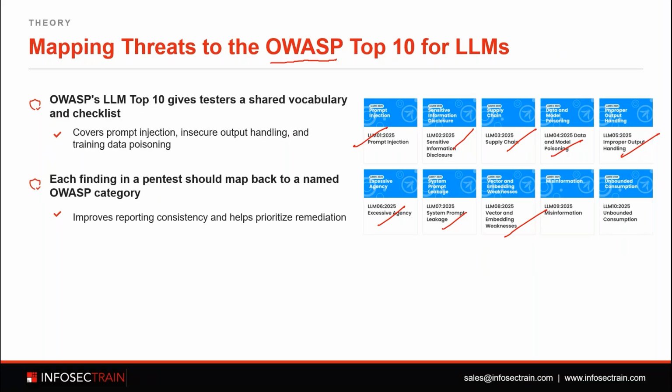Now, vector and embedding weaknesses. Vectors and embeddings are your numerical representations of your data. Those numerical representations of your data, if changed, can be very harmful, right?